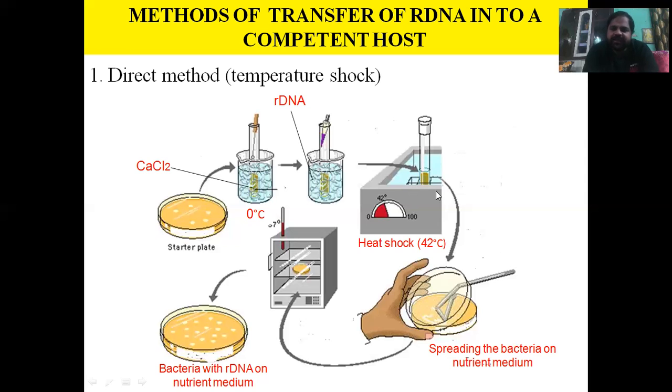Now this bacteria will receive this recombinant DNA. Then we will grow this bacteria in this nutrient medium, and we will put all the colonies of this bacteria in this Petri plate. Now we will incubate this plate at 37 degrees centigrade, and after 8 to 10 hours we can see several colonies of bacteria grown. Now these bacteria will have our recombinant DNA.